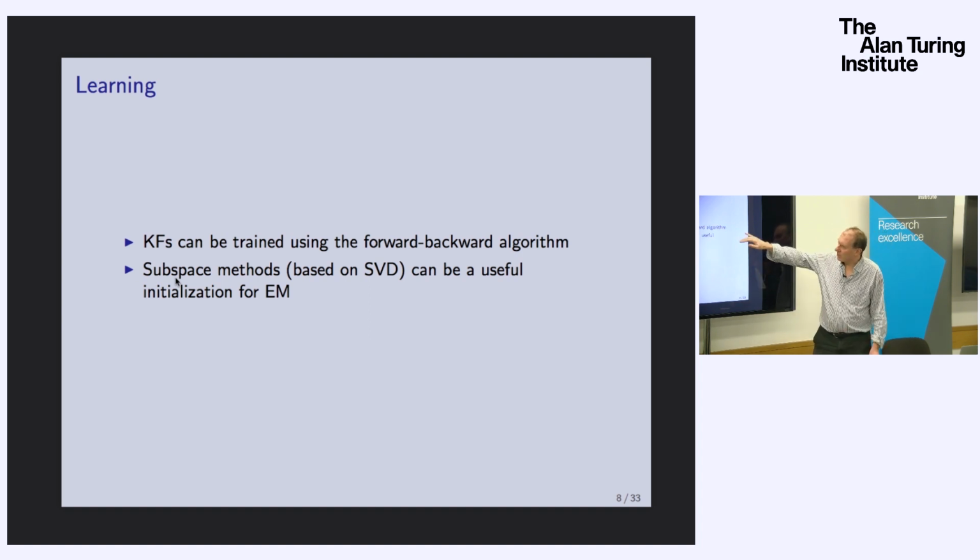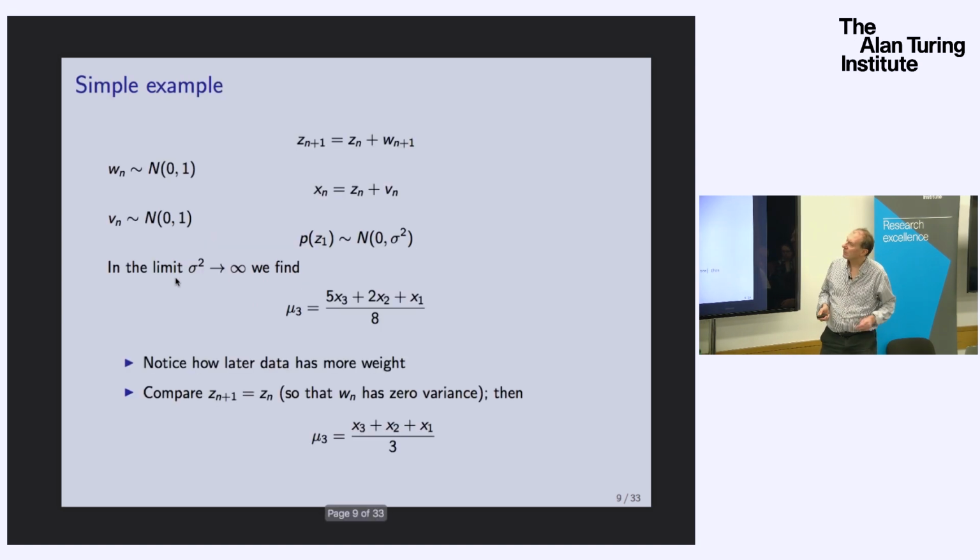There's also some nice work going back quite a long time on subspace models. Basically, you can also try to do decompositions of the data matrix and various lagged versions of it, and that can certainly help you to get an initialization of the parameters. So we can do the same kinds of things in that case.